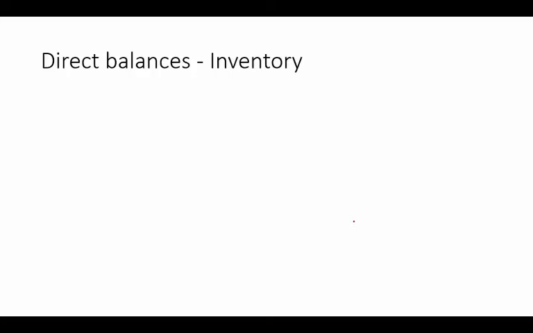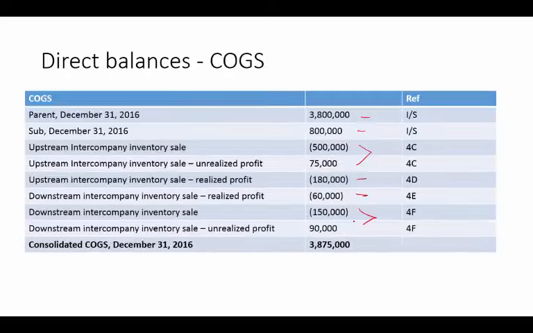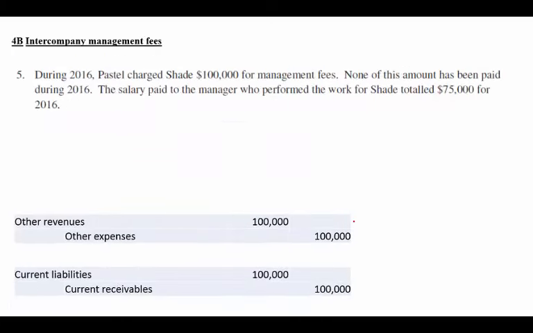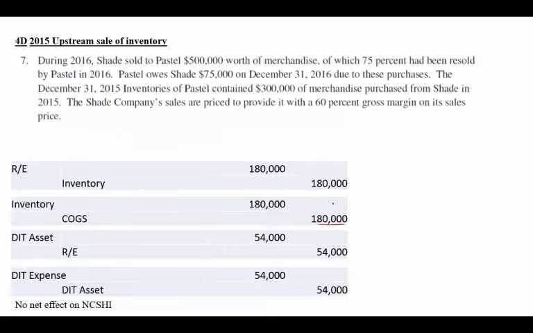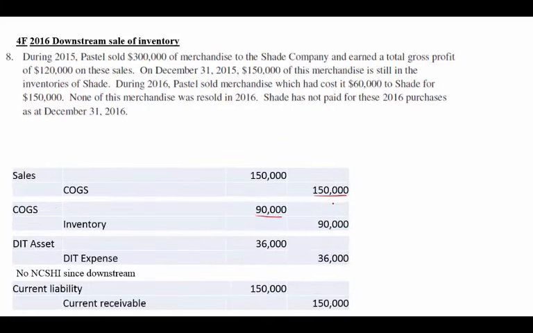Next, consolidated inventory. So again, we'll start with parent's balance on the books, sub's balance on the books at December 31st, 2016. And we'll go back to our entries. And the first time that we see inventory is in 4C. Right, we're decreasing inventory by $75,000 to eliminate that unrealized profit that's included in inventory. And the next time we see it, same thing. This time a downstream transaction, but nonetheless it's decreasing inventory by $90,000.